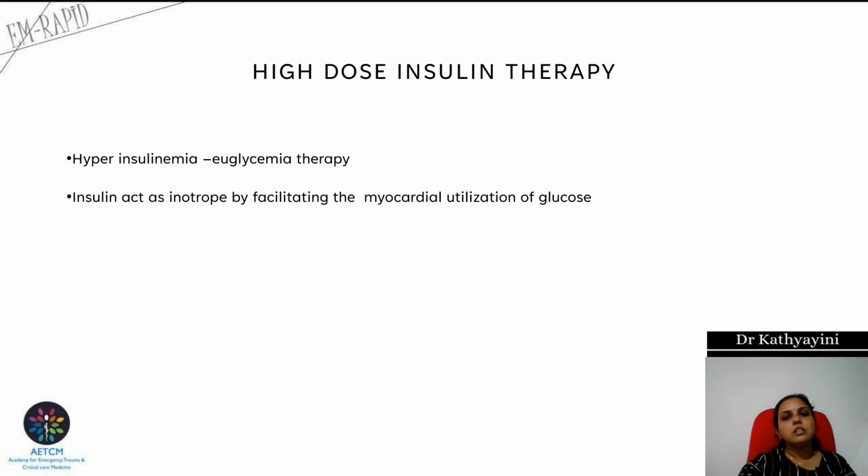Other specific treatment is high-dose insulin therapy. It is also known as hyperinsulinemia euglycemia therapy. Basically, here insulin acts as an inotrope by facilitating the myocardial utilization of glucose. So, at the time of stress, the glucose available for utilization by the myocardium will be depleted. So, high-dose insulin along with glucose will help the myocardium in utilizing glucose as a source of energy.